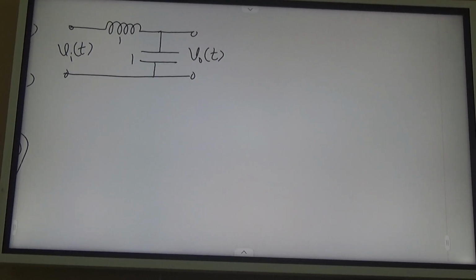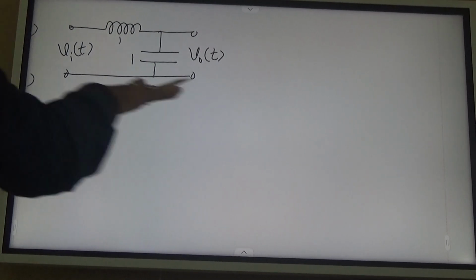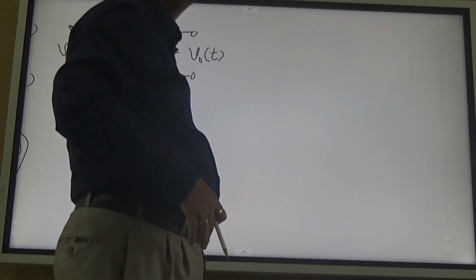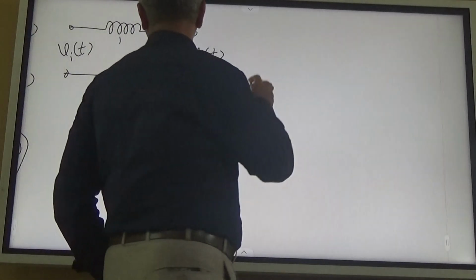So it's nice that we have derived. Those who could not, I will elaborate in detail so that there should not be any ambiguity now. Again, Kirchhoff's mesh law.